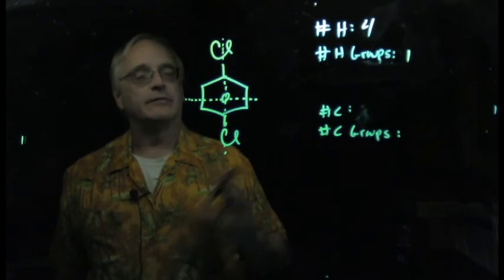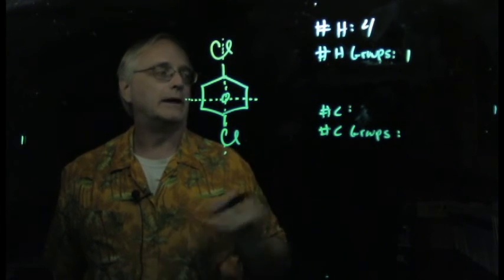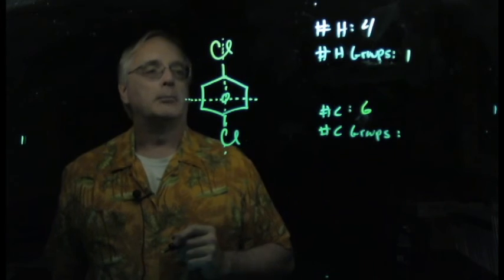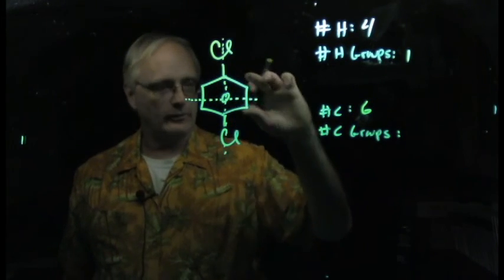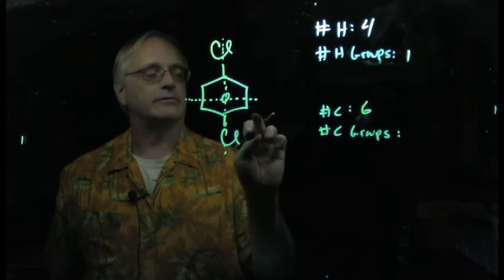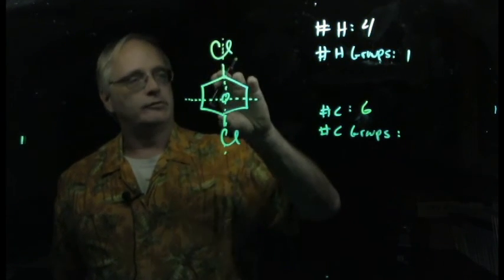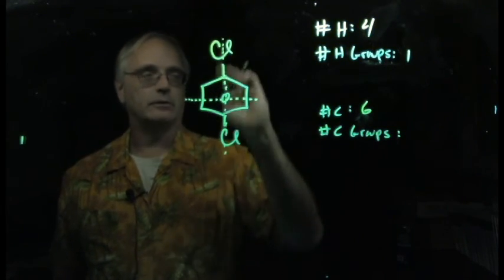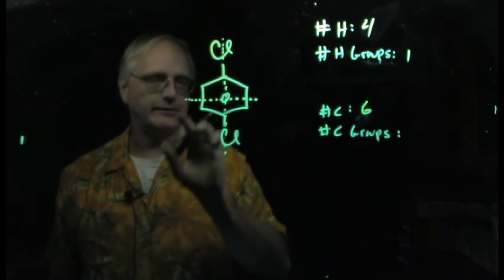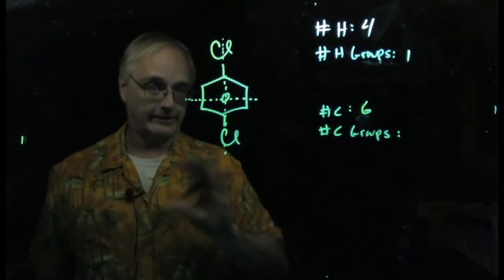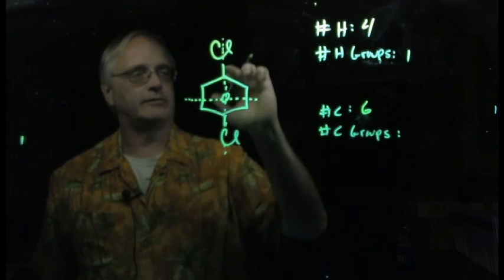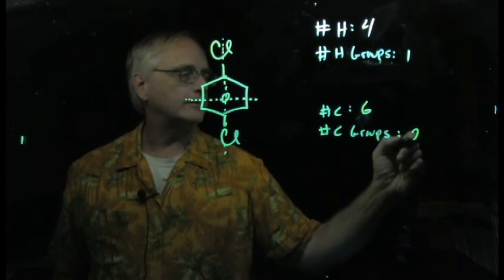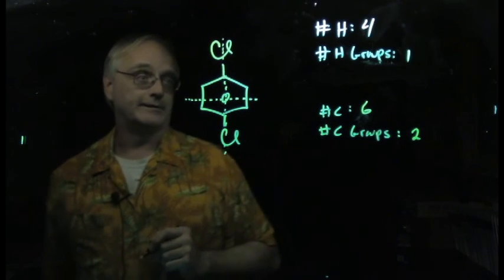Looking at the carbons, the same symmetries are going to apply. There are a total of 6, but these two are equivalent, these two are equivalent, these are equivalent. So all 4 of these are equivalent, but the 2 carbons where the chlorines attach are not equivalent to the carbons where the hydrogens are attached. But this mirror plane renders this one and that one equivalent. So there are only 2 carbon groups in this thing.